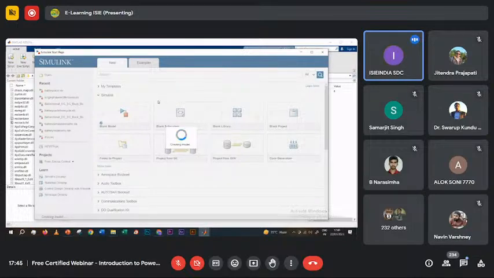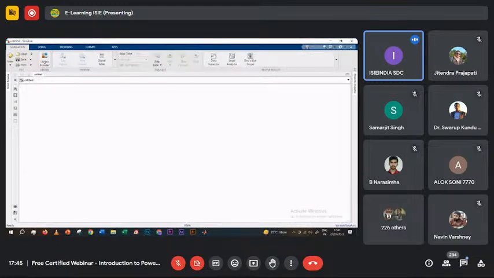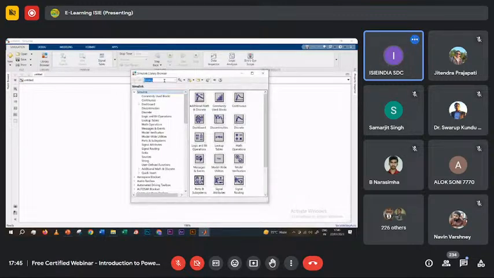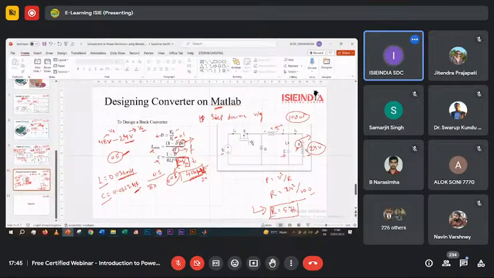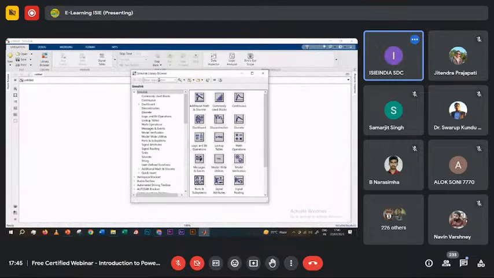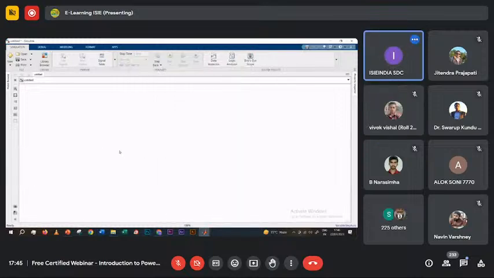Just opening the MATLAB software. Here we can see the Simulink screen. Here we have the library browser, and whatever components we want will be available here. In the circuit we have a DC voltage source, a MOSFET, a diode, an inductor, a capacitor, and a resistance. So we'll go to the library browser and find all of these. Simply write DC voltage source. We got this. Now we will call for the MOSFET.